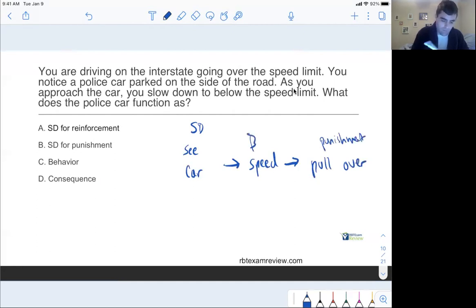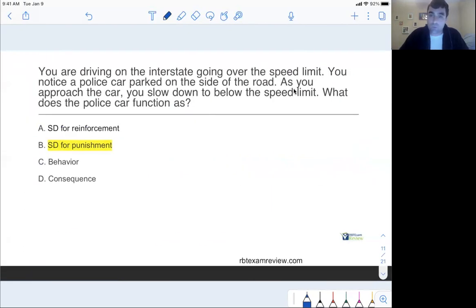Okay, so if this is our A, B, C, seeing the car is an SD. Your behavior is you're speeding. And your consequence is pull over. That's punishment. Okay. So in the past, seeing the cop car, okay, signals punishment. Therefore, in this scenario, what does the cop car signal? Punishment. Okay. It's a really good ABA question. If you understand this question, okay, like our question about the mosquito bite, then I think you're really starting to get, okay, the basic fundamentals of ABA. So this is a really good question.